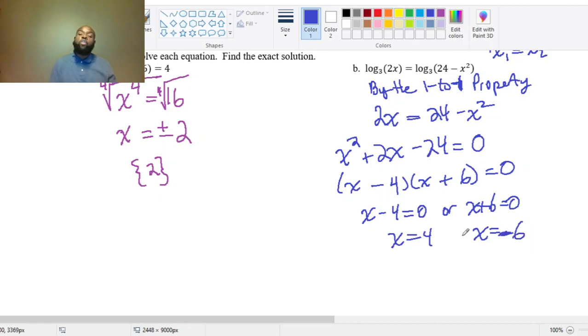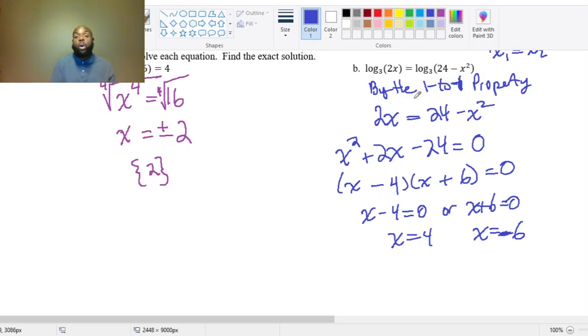So I get x equals 4, x equals negative 6. Remember, we need to check our solutions. What I do when I check my solutions is I plug the values into my original equation. I want to make sure that I don't get a negative value, because if I get a negative value in the input of my logarithmic expression, then I'm going to get no solution, or something that's undefined, because I can't take the logarithm of a negative number.